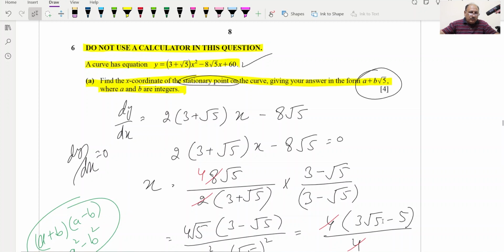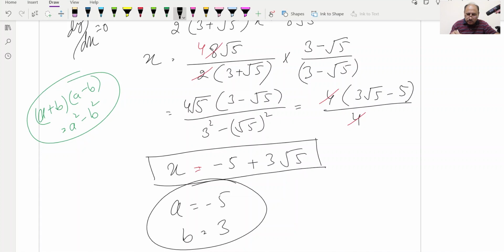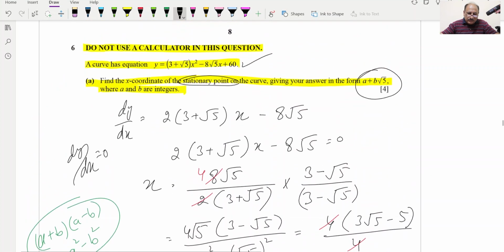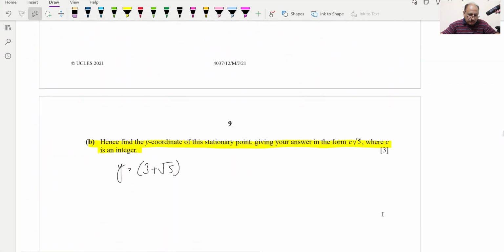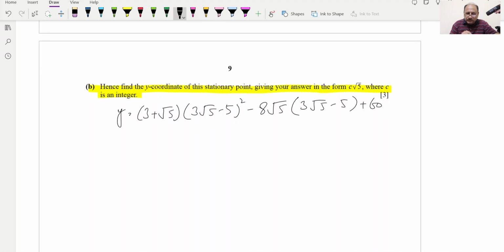So what we will do, x value we will replace. This is basically the x value which we got in the previous question. So this x value we will be replacing in the main equation, and we will get this equation which I am just currently writing: 3 plus under root 5, and this will be 3 under root 5 minus 5 squared minus 8 under root 5, and this will be 3 under root 5 minus 5 plus 60. Now we have to solve this one.